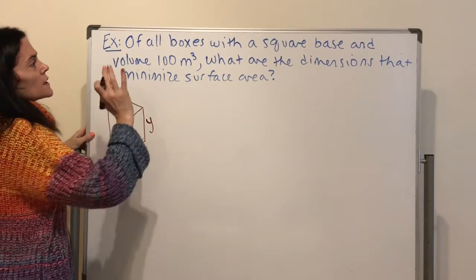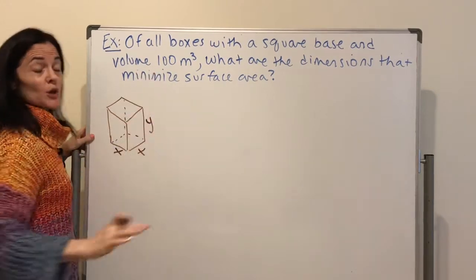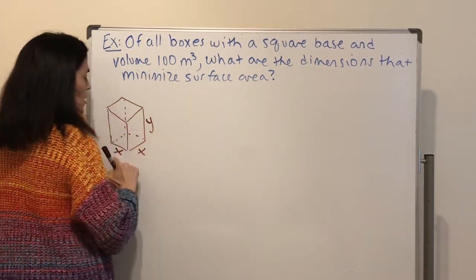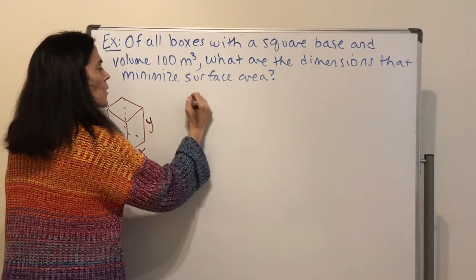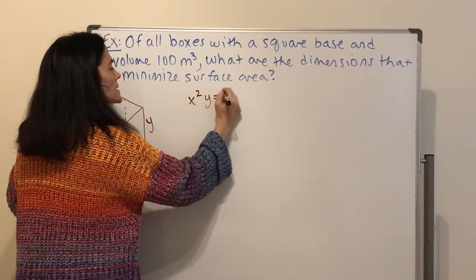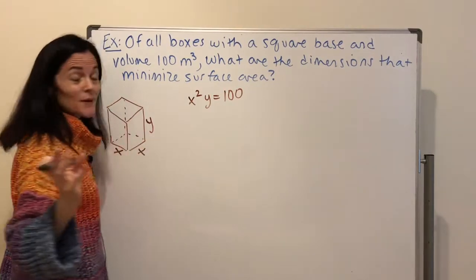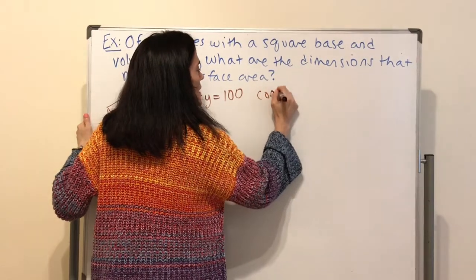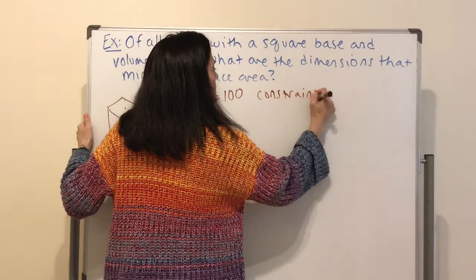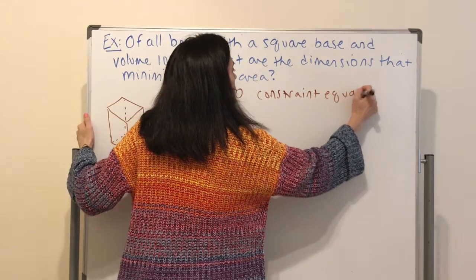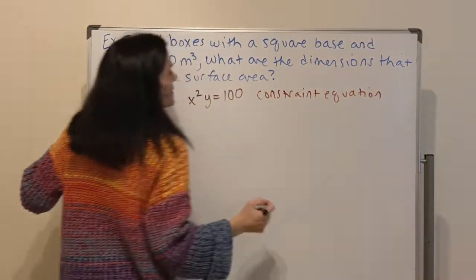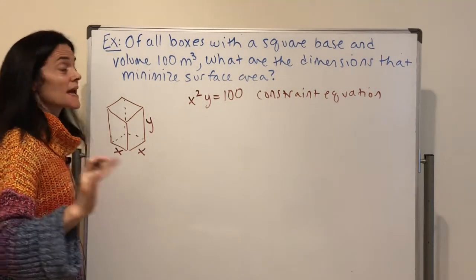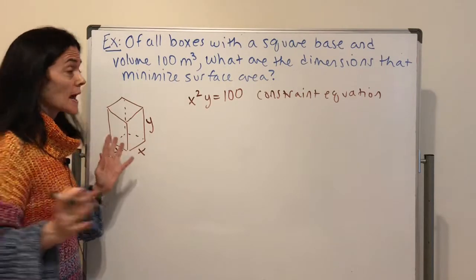Now, what are we told? The volume is 100. And so we have the volume is x times x times y. x squared y is 100. You'll notice this is an equation, and this is my constraint equation. And then we want to minimize surface area. This is when the picture really helps.